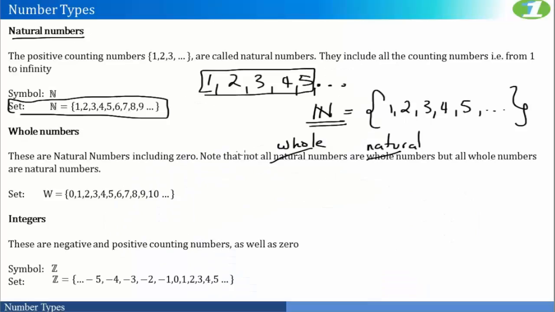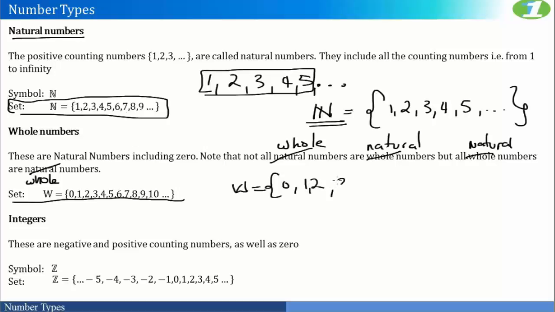So not all whole numbers are natural numbers, but all natural numbers are actually whole numbers. This set can be written as W, which is equal to 0, 1, 2, 3, all the way up to infinity. So pretty much all counting numbers including 0.